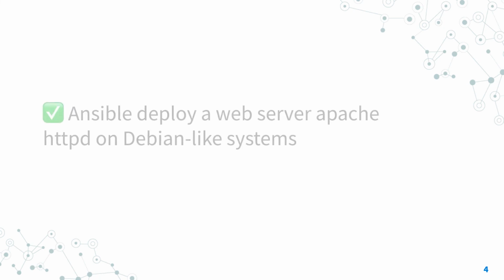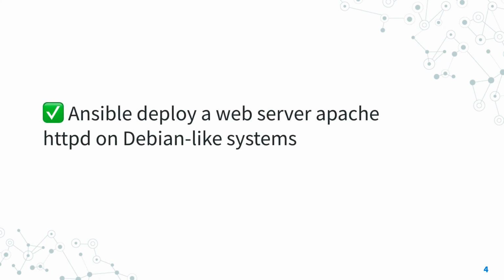Just for a double check, I opened my browser and pointed to ubuntu.example.com, and here we go, exactly the content that I was looking for. Yeah, good job Ansible. Now you know how to deploy a web server Apache HTTPD on a Debian-like system with Ansible.